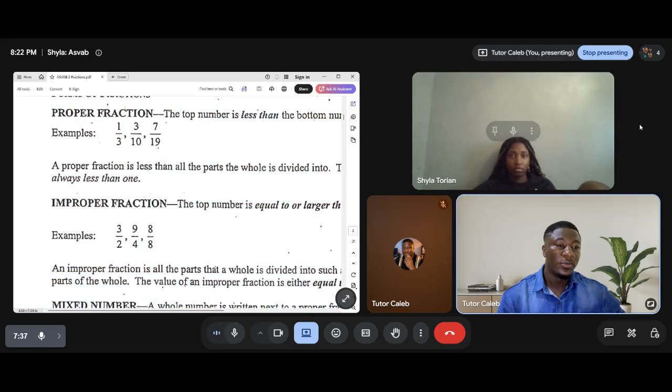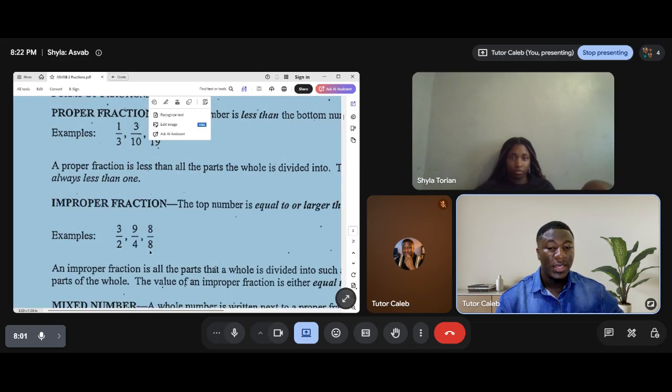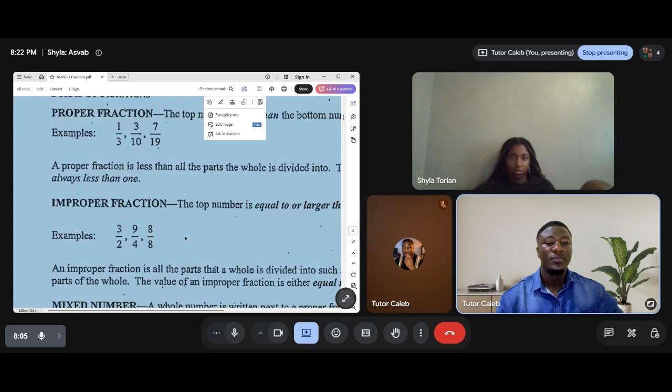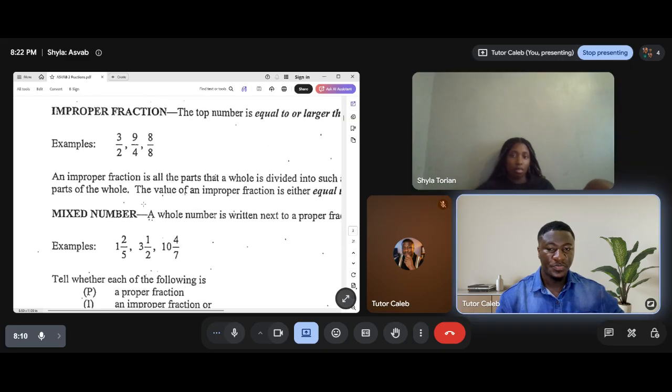It's like you're proper. Now, improper fractions are a little bit like SpongeBob. You know how SpongeBob has his big legs at the top and very little legs at the bottom. All the numerators here are bigger than the denominators. We have 3/2, 9/4, and 8/8. All these are improper fractions. So you'll put 8/1. Yes, it's an improper fraction.